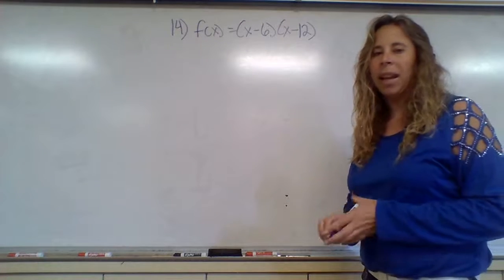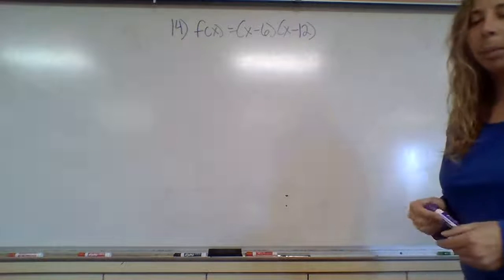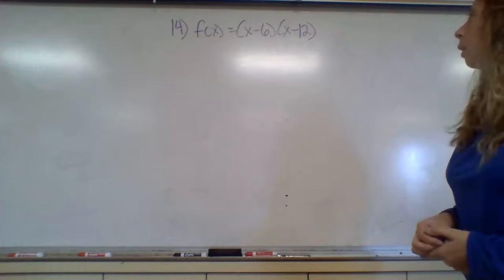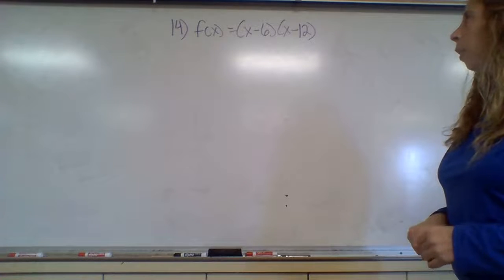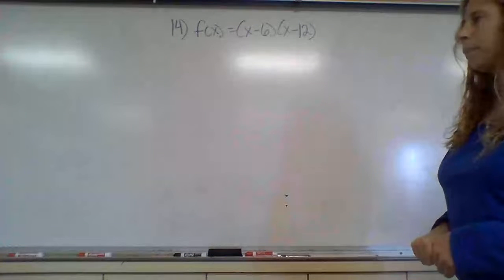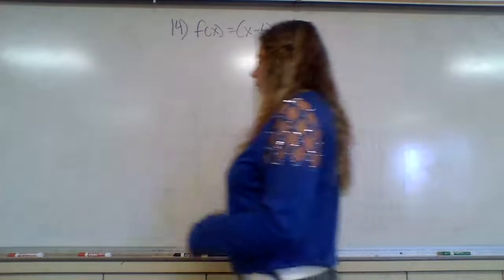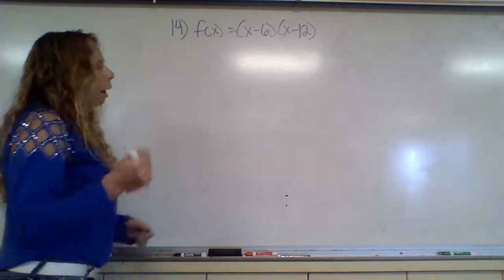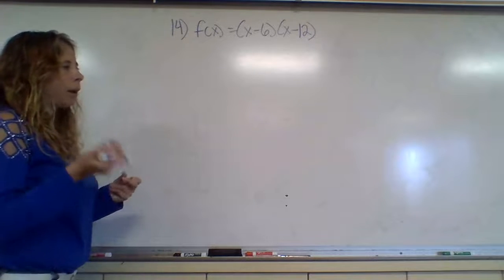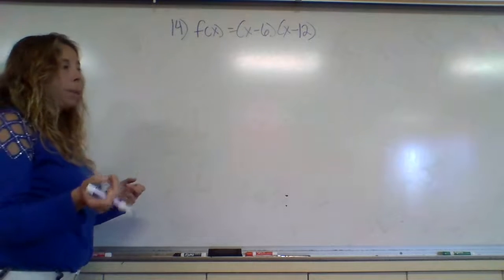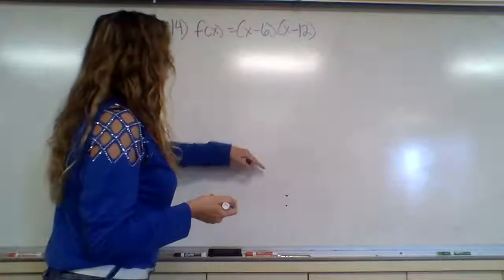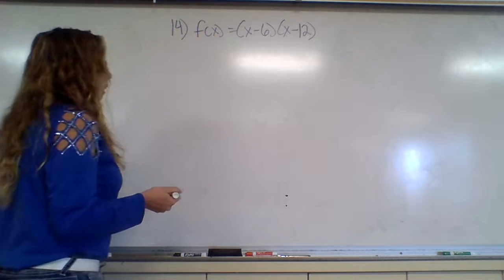Number 14, find the minimum of the following equations. So they give you this one in factored form. So the way I recommend doing it, remember, you're trying to find the minimum, which means find the vertex and whatever the y value is, whatever k is, that's going to be your minimum. So find the vertex and then whatever k is, that's your minimum. So I'm going to start out by finding the x-intercepts.